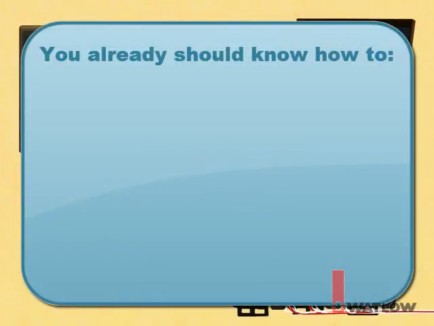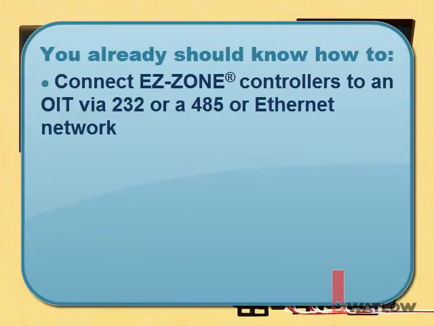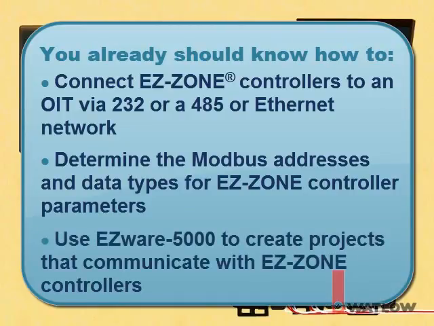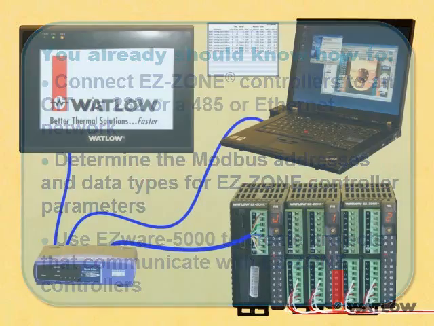This lesson assumes you already know how to connect EasyZone controllers to an OIT via 232 or 485 or Ethernet network, determine the Modbus addresses and data types for parameters in EasyZone controllers, and use EasyWare 5000 to create projects that communicate with EasyZone controllers. If not, see the Silver Series Secrets installment that shows the communications method you want to use.